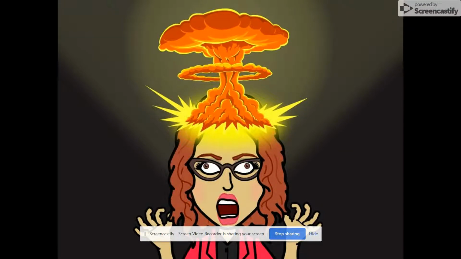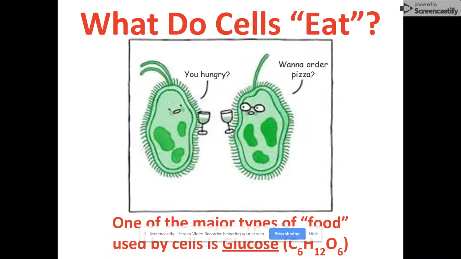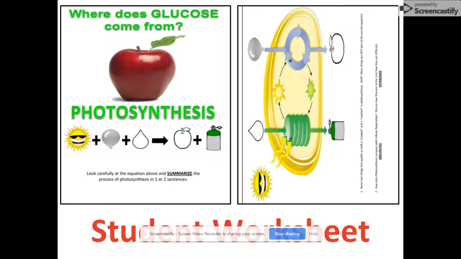So how do we take that and simplify it? Well, I start with a simple question and I say, okay, what do cells eat? And cells don't really eat anything per se, but what do they use as their food source? And we talk about the fact that one of the major food sources is this molecule called glucose, which a lot of the kids have already heard of. They know that it's a sugar and it's found in a lot of the food we eat. So, where does that come from?